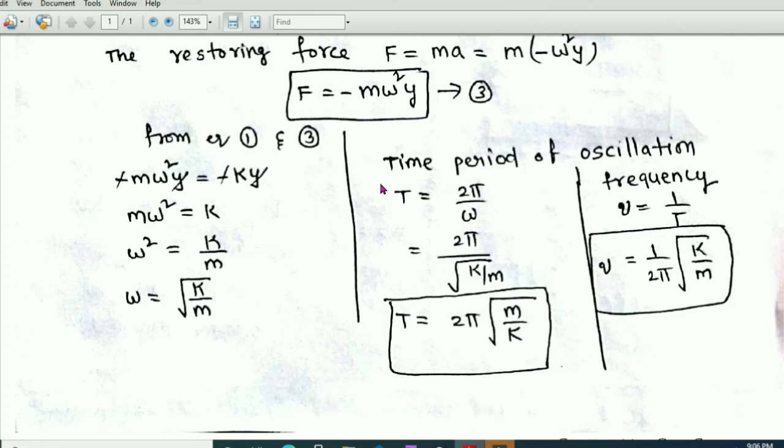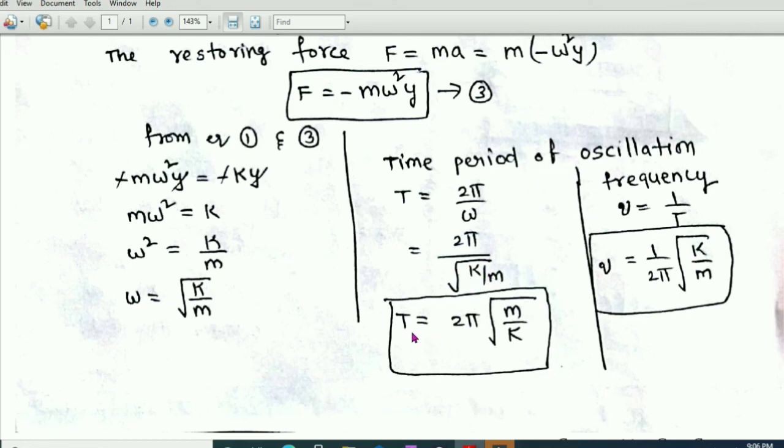Now we know the time period of oscillation formula, capital T is equal to 2 pi by omega. Generally time is equal to s by v, that is distance by velocity. So when it is oscillating, in case of rotatory motion, the total angular displacement is 2 pi and angular velocity is omega. So now 2 pi by omega, where we have taken omega value as root over k by m.